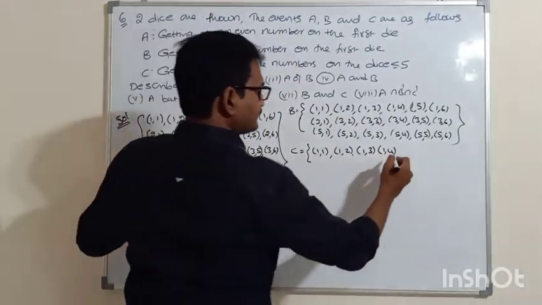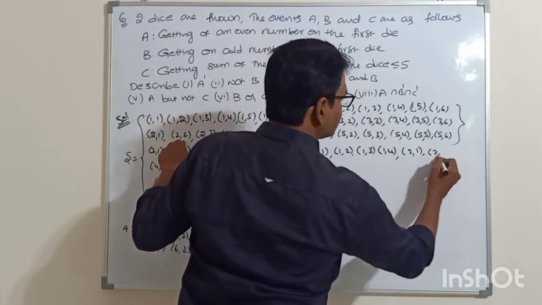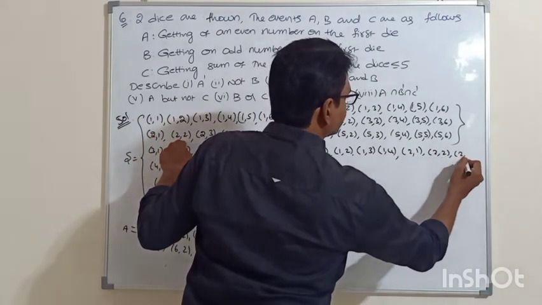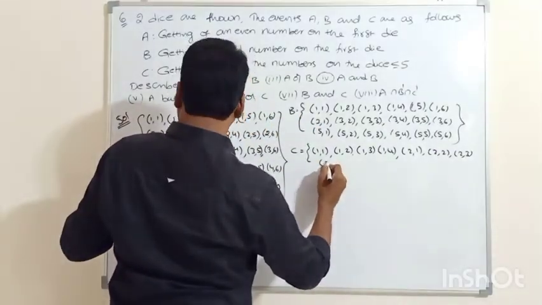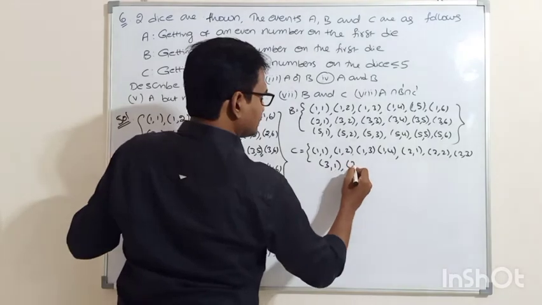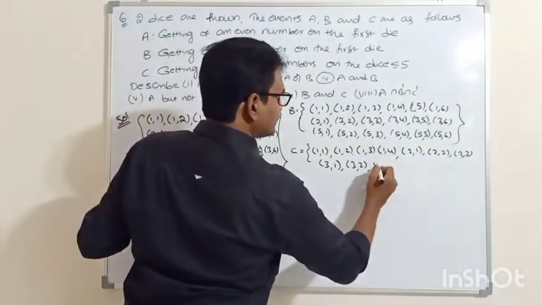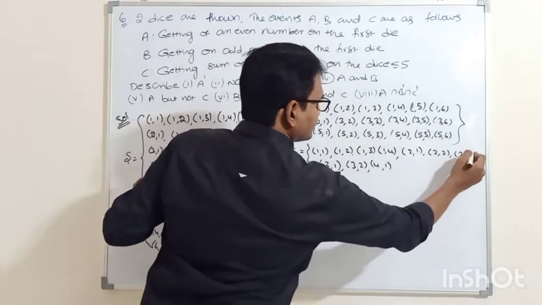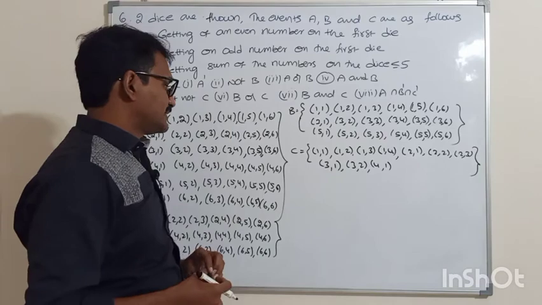Next, 2,1; 2,2; 2,3. Similarly, you will get 3,1; 3,2. Next, 4,1. So, getting the sum as less than or equal to 5.